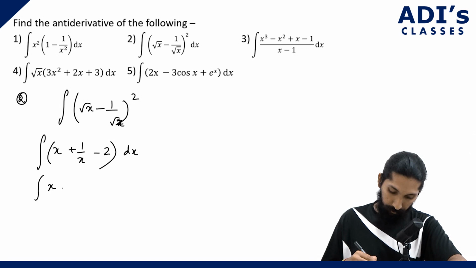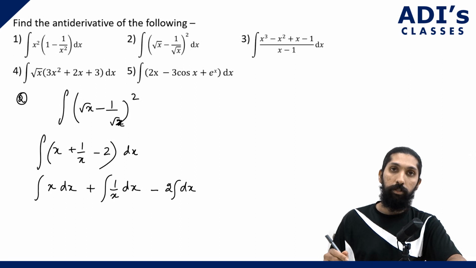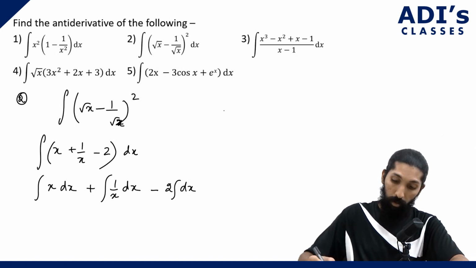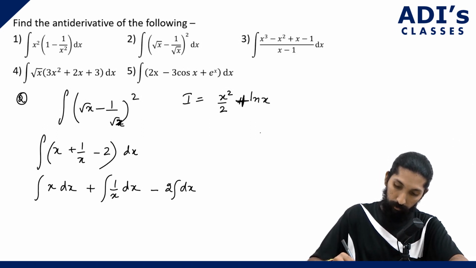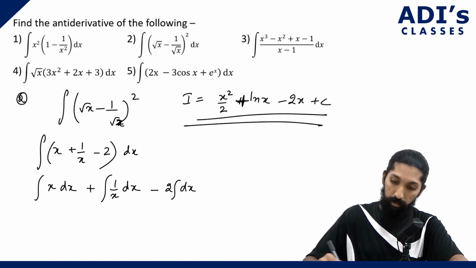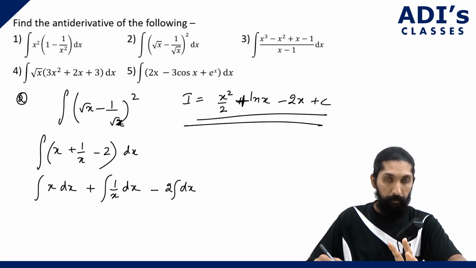Integration of x dx plus integration of 1 by x dx minus 2 times integration of dx. So for the first one, x dx you have. So for the x dx, you'll get I is equal to x square by 2 plus log of x minus 2x plus c. This is going to be the final answer. That's all. Fine. Let's do the third question now.